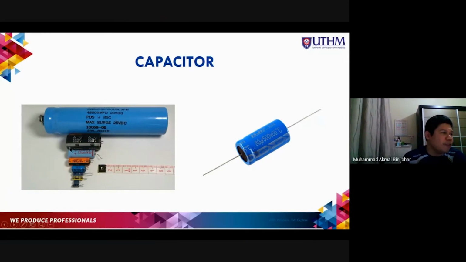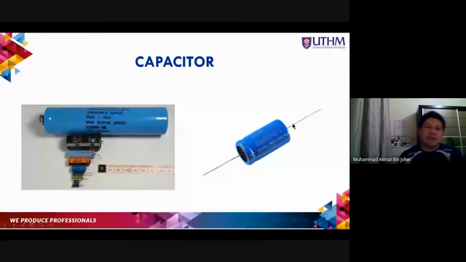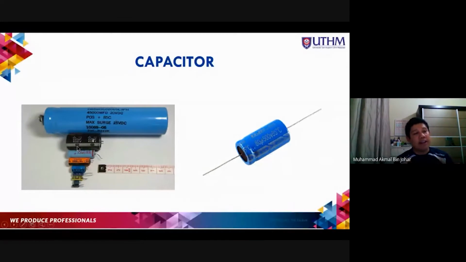So you can see the difference in terms of structure. For axial, it will have the pin or the leg at the same side, while for the radial, it has something like from end to end of the pin. So this is a radial, and this is the axial, and this is the radial capacitor. It's just how you put it on the PCB later on.